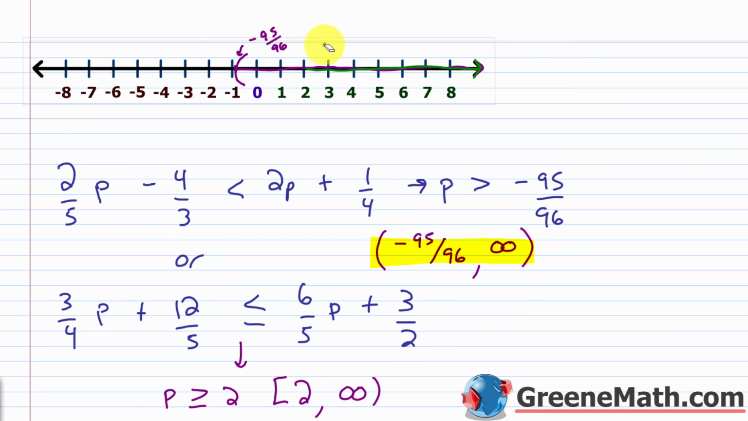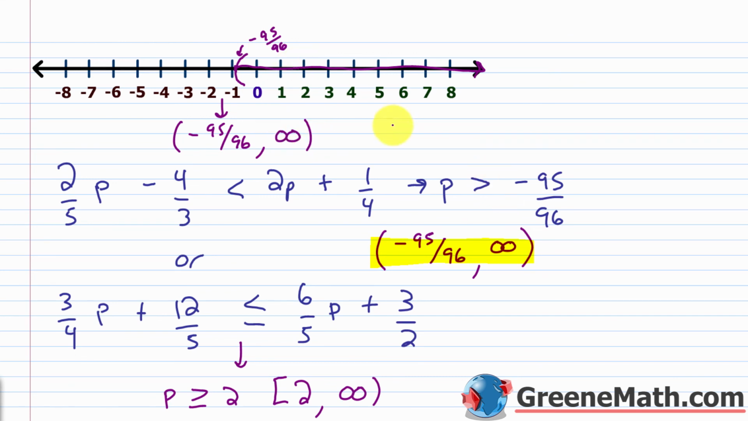So I can erase this part right here and just say that, and I can shade this in any color I want. Let's just do red. This is the solution for the compound inequality and for this inequality. So the solution for the compound inequality is just this one right here. We'll put a parenthesis, negative 95 over 96, comma, infinity. Another parenthesis. This is graphically.